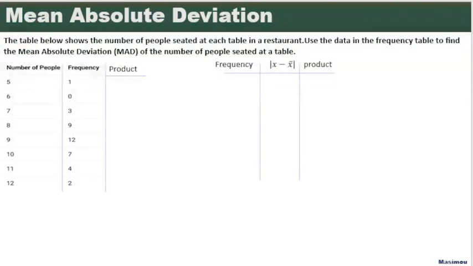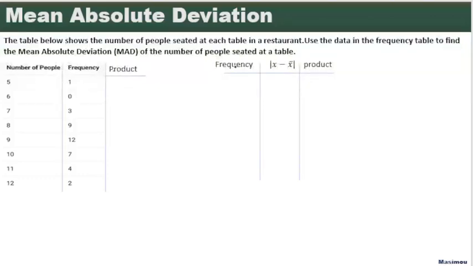So let's get started. The table below shows the number of people seated at each table in the restaurant. Use the data in the frequency table to find the mean absolute deviation of the number of people seated at a table. To find the mean absolute deviation, first of all, I have to find the mean. And then the absolute deviation of each data value. And then I will find the mean absolute deviation.